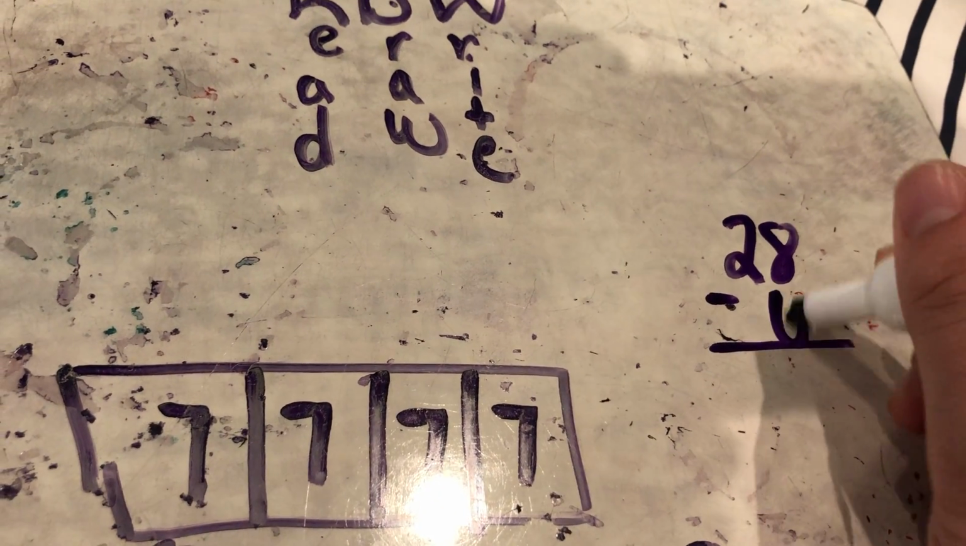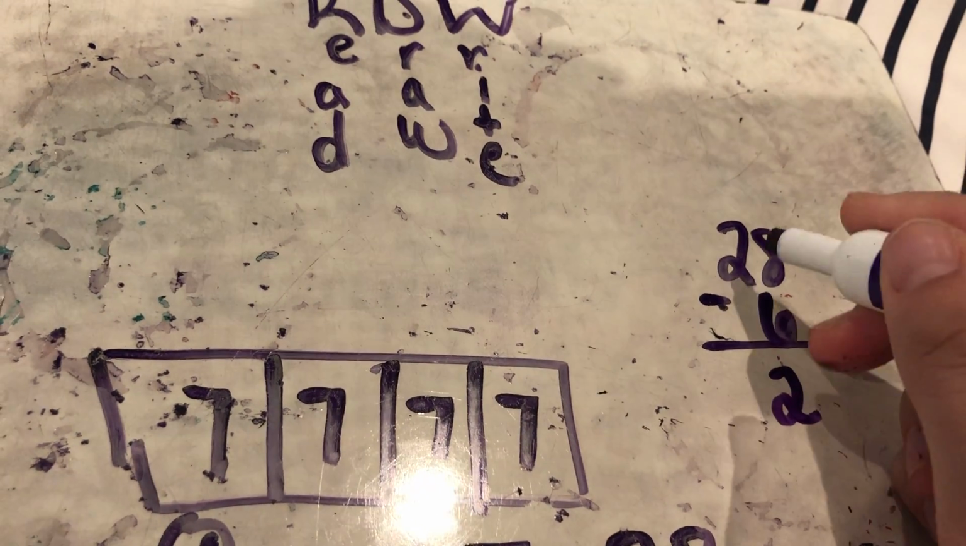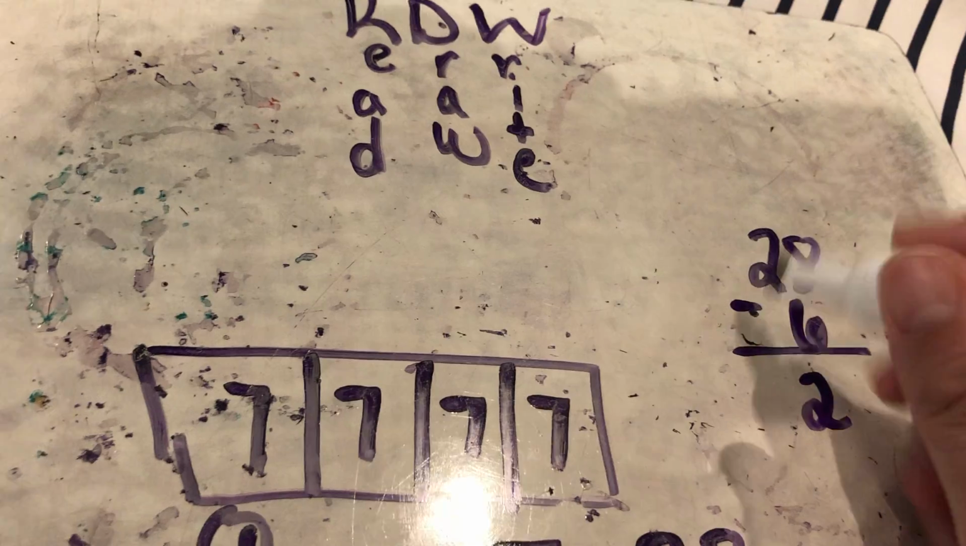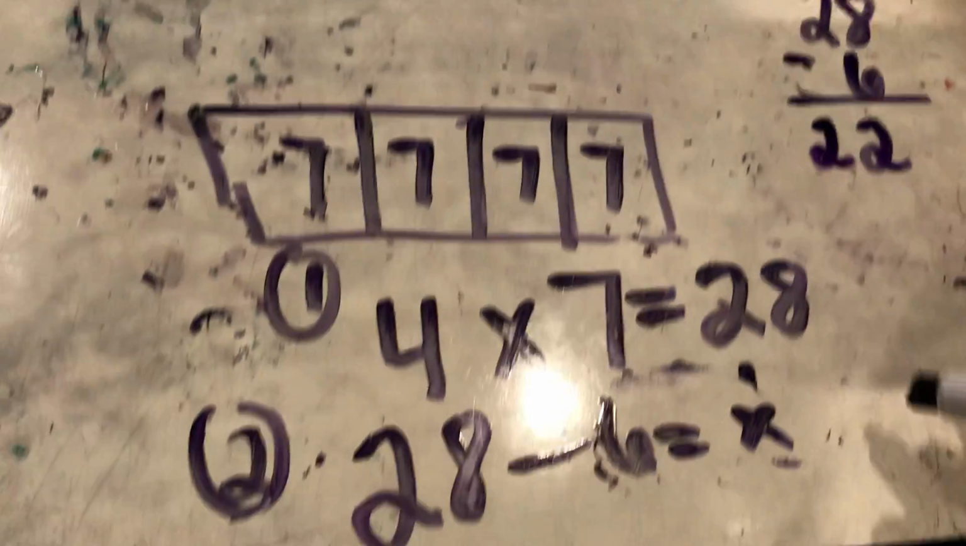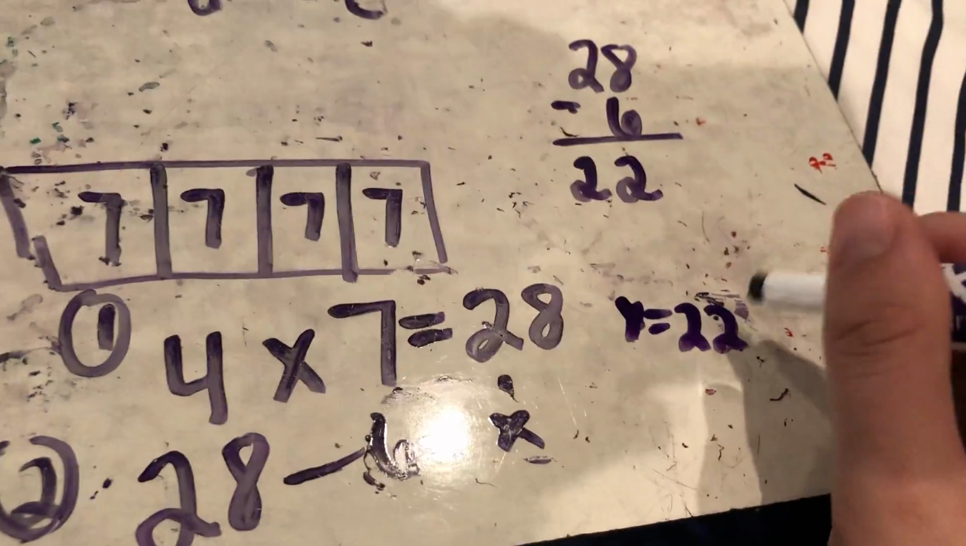line everything up. So 8 take away 6 is 2. 2 take away 0 is 2. So x equals 22. So she had 22 students.